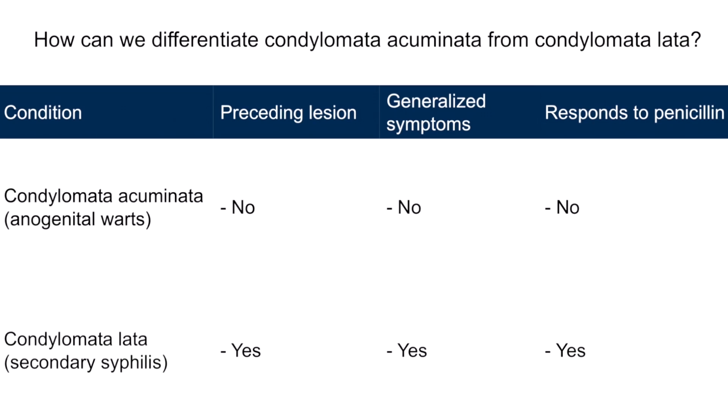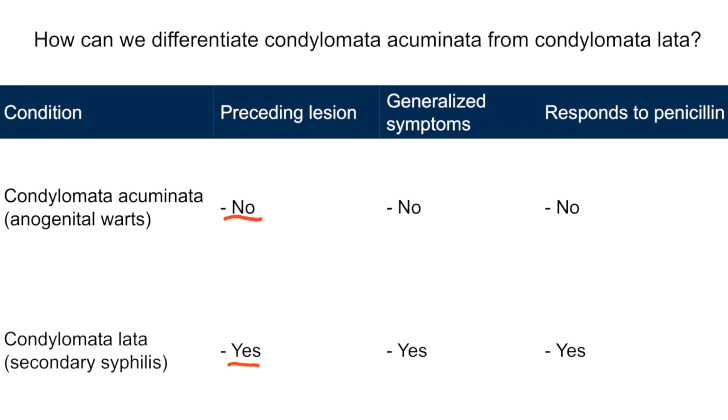This table is meant to simplify this question into 3 ways by which we can distinguish these two diseases. The first is the presence of a preceding lesion. A painless, reddened chancre is a classic initial presentation for primary syphilis, which can progress to secondary syphilis if untreated. Thus, condylomata lata will have a preceding lesion. In patients with anogenital warts, this preceding lesion is absent.